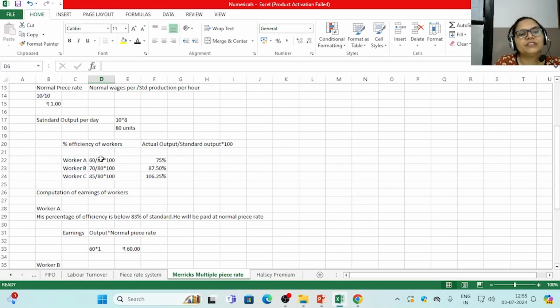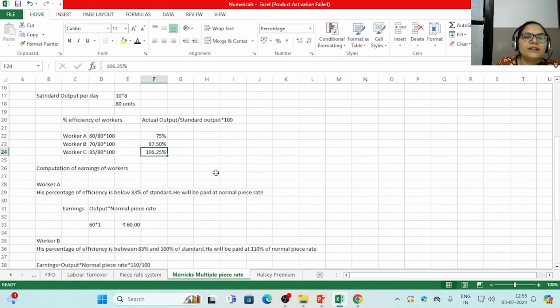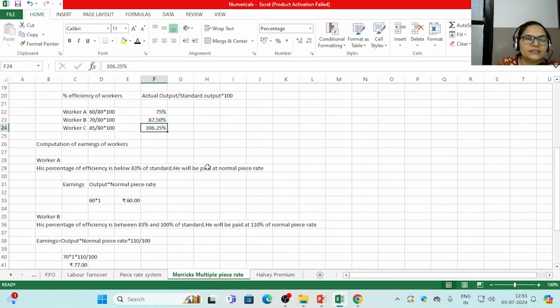Percent of efficiency of workers is calculated by dividing actual output by standard output multiplied by 100. Worker A: 60 divided by 80 into 100 will give you 75% of efficiency. Worker B: 70 divided by 80 into 100 will give you 87% of efficiency. Similarly, worker C: 85 by 80 into 100 will give you 106% of efficiency.